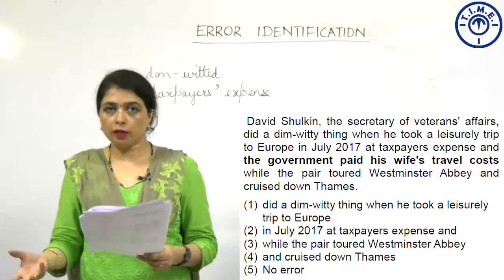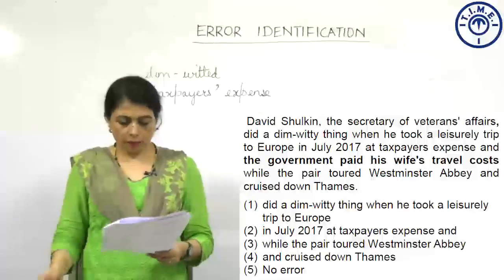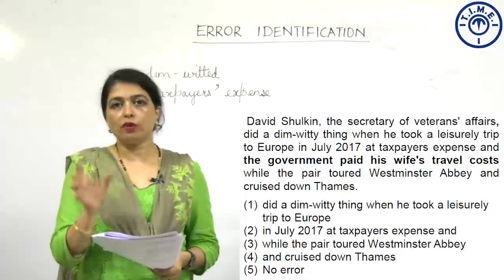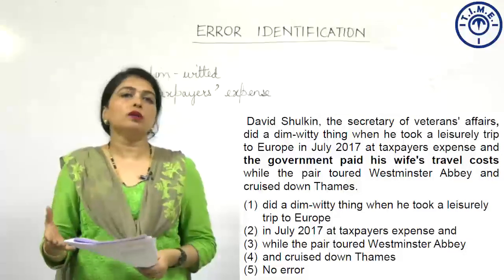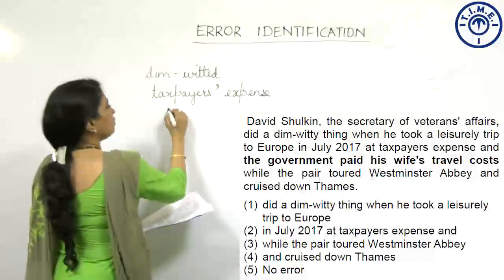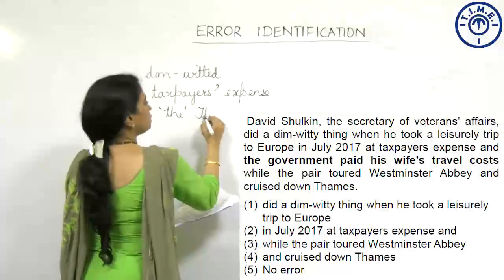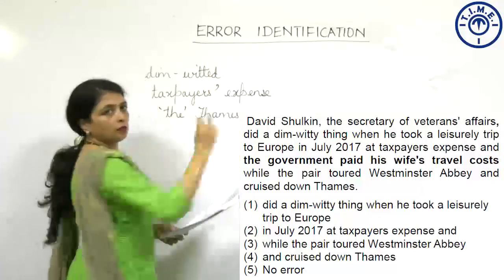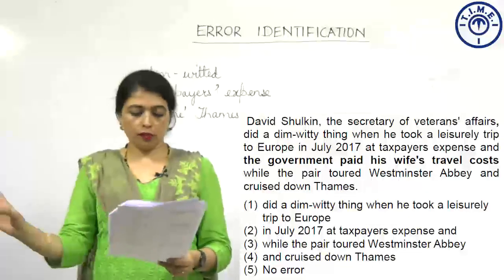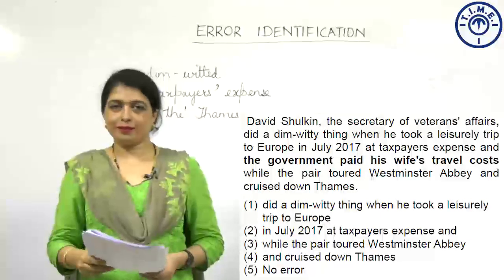Well, I find no error over here. So, this probably could be our answer choice. But wait, let's just check the final parts. And cruised down Thames. Now, Thames is the name of a river, and the names of all rivers, oceans, etc. must be preceded by the definite article the. So, it should read as the Thames and not Thames alone, which makes even this part erroneous. The answer is 3. While the tour paired Westminster Abbey has absolutely no grammatical error in it.